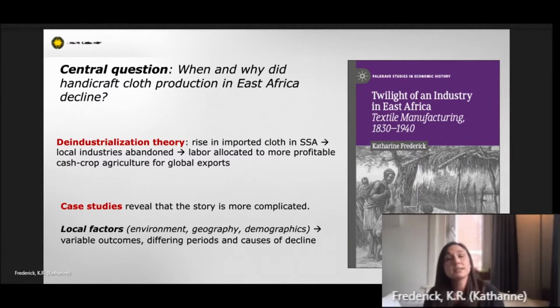However, I conducted a number of case studies and I found that the story ends up being a lot more complicated. Instead of focusing primarily on these global forces, so imports of cloth, local factors actually end up being very important. And we find that there are different outcomes and different causes of industrial decline in different localities throughout East Africa. So this is where that case study of Malawi comes from. And as we'll see for the case of the Lower Shire Valley, local environmental and demographic changes prove extremely important in the decision-making of households in the region's villages.